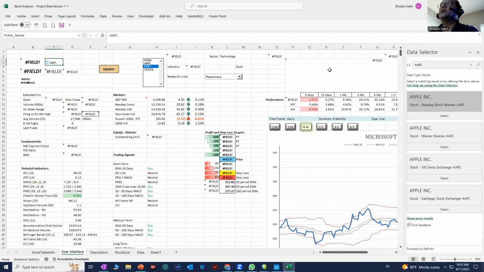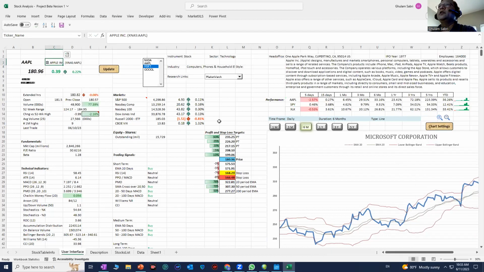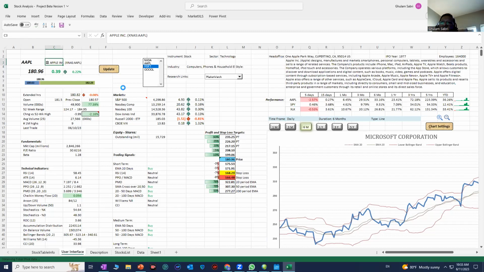Okay, let's change it to Apple, and we have to help Excel. Now this changed to Apple. And we have to press update. So now the program should upload all information for Apple.